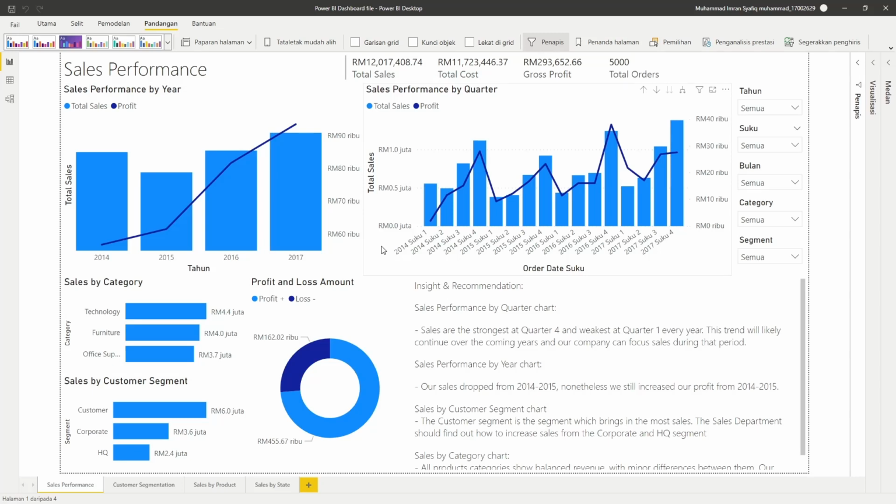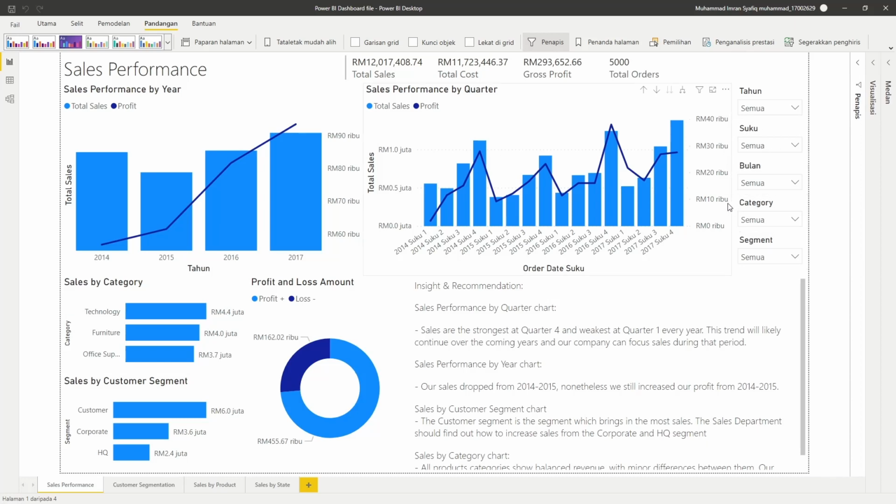Next, let's look at the sales performance by quarter chart. As we can observe here, it shows that for every year, our sales peaked at quarter 4, then drops back again at the first quarter, possibly due to the holiday season. Our profits also indicate the same trend pattern. Our company can focus sales during the holiday period as sales and profits will be the highest during that time in quarter 4.